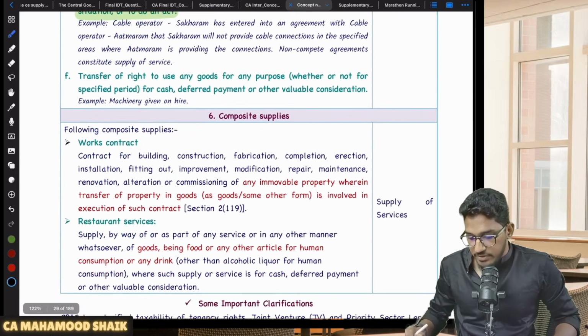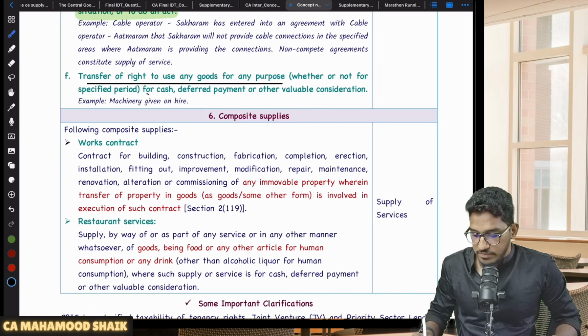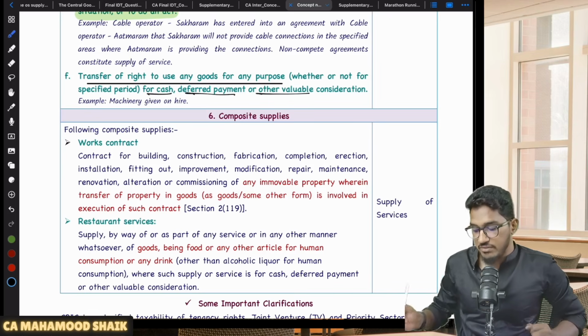And one more activity which will qualify as supply of services is transfer of right to use any goods for any purpose, whether or not for a specified period, for cash, deferred payment, or other valuable consideration.